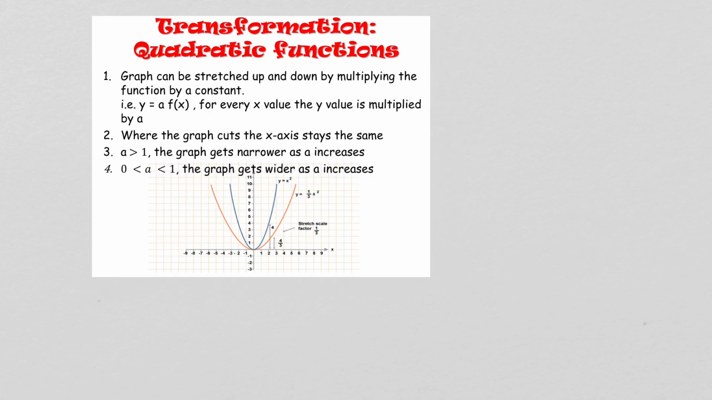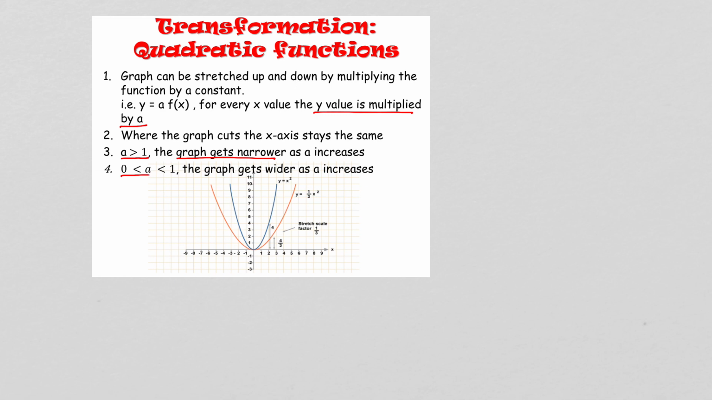So the last transformation is if the graph is stretched up or down by multiplying by a constant. If a is greater than 1, in other words, if we're multiplying by a whole number, then the graph gets narrower as a increases. That's because we're multiplying the y value by a. So the y coordinate is the only thing that you're changing. You'd make out your xy coordinates for your original graph, and then take the y coordinates and multiply them by whatever the number is in front of the original function.